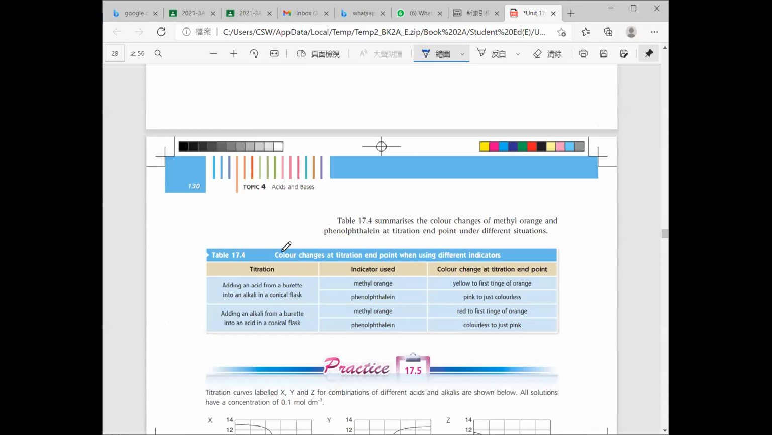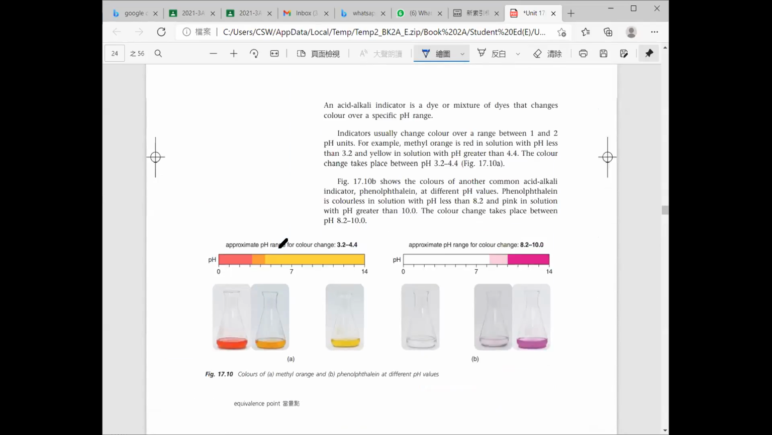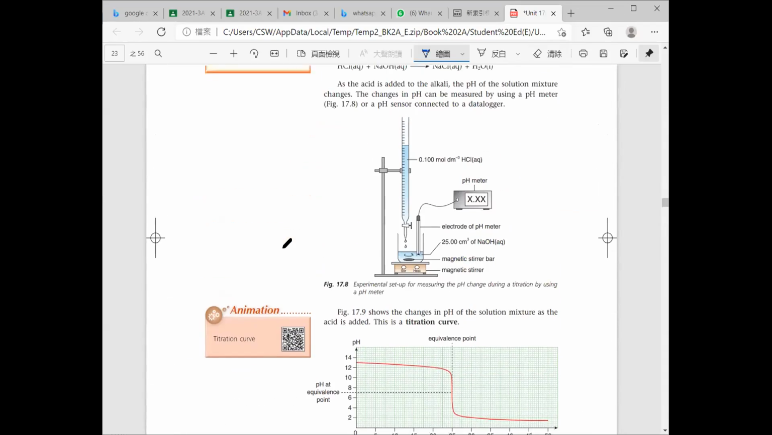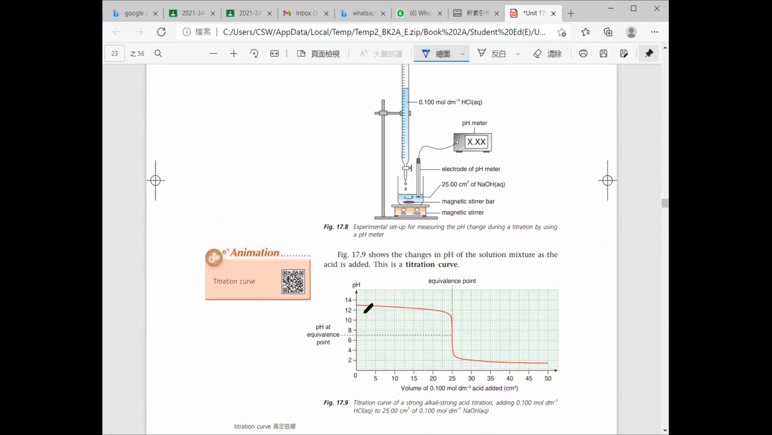1, I use the pH meter to keep track of the change in pH of a solution. And from the pH titration curve that can be plotted, we locate the equivalence point. How can we do this? You need to draw the 2 lines, this and this.